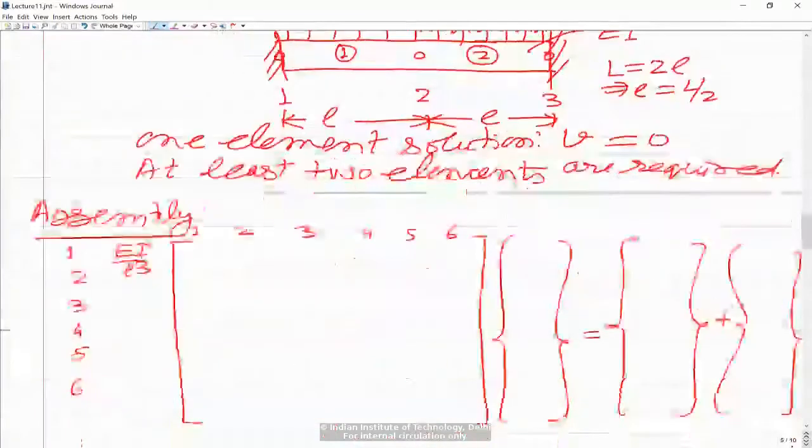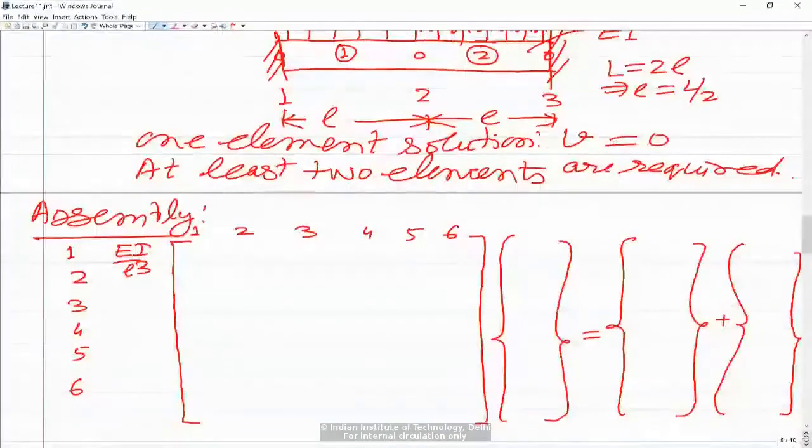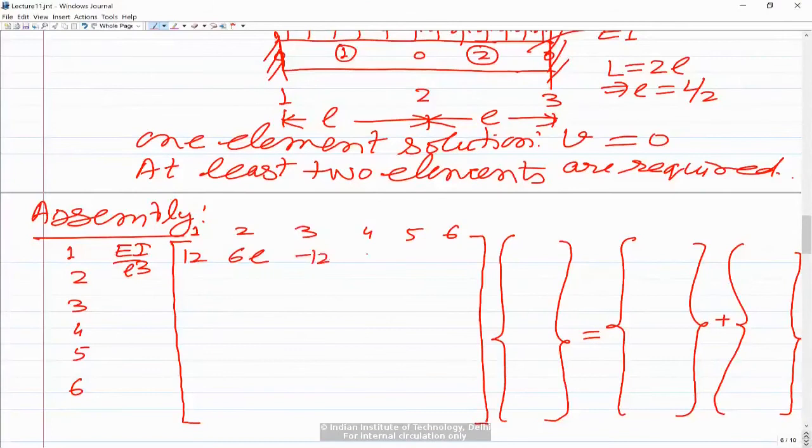So the first row will go to the first row and first four columns. So we will have here 12. And as I already said, if EI by L cube was not common, then you will have to take that inside. So it would be like here you will have to take 12 EI by L cube and so on. So this would be 6L and then minus 12 and again 6L.